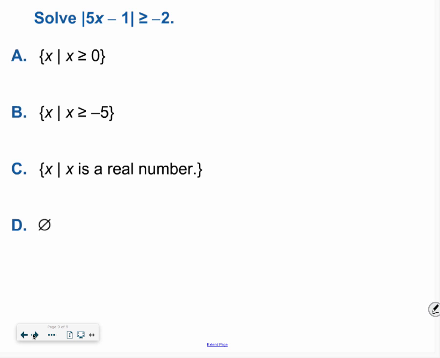Hopefully for this one you determined x is always going to be a real number because we have a positive is greater than or equal to a negative number. If you have any questions at all, be sure to either ask myself or a friend.